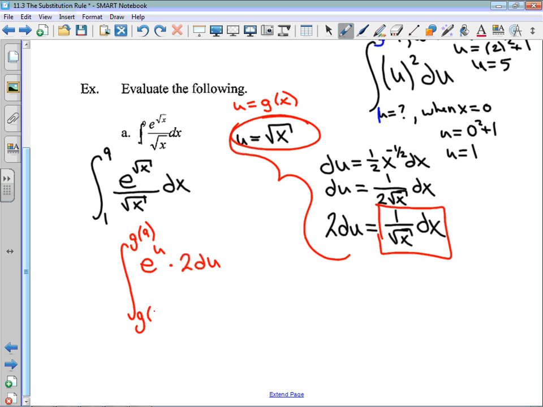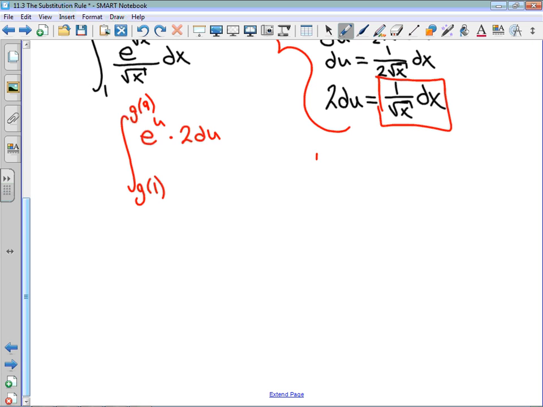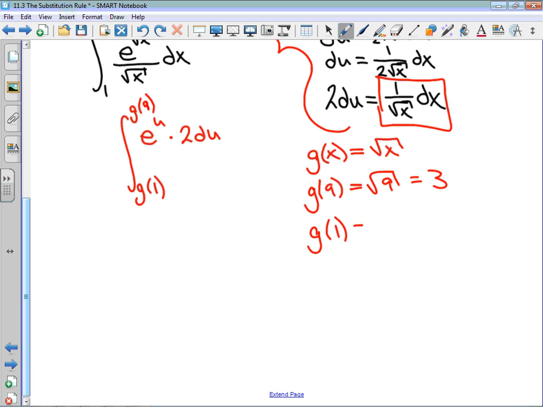Now I don't particularly like to put function notation inside my integral, so knowing that g of x is equal to, what was it, just root x, right? I can say that g of 9 is the square root of 9, which is 3. I could also show that g of 1 is the square root of 1, which is equal to 1. Now what that allows me to do is to come up with the idea, and I'm going to write all this stuff out.